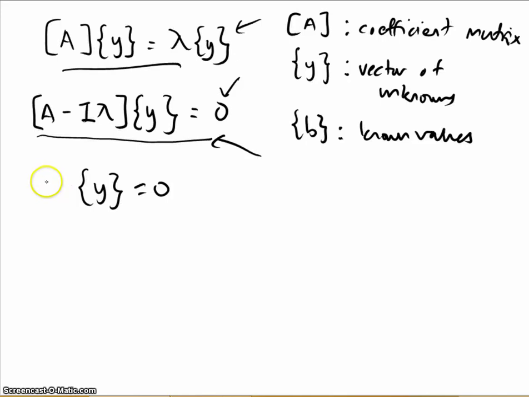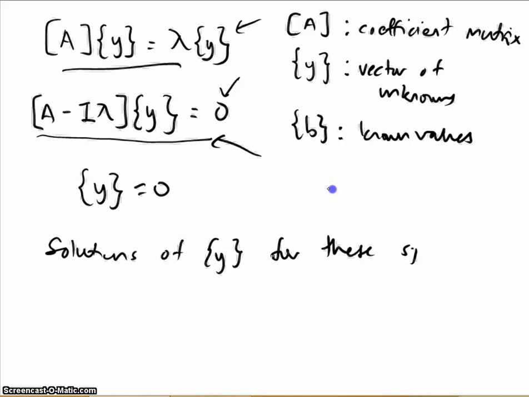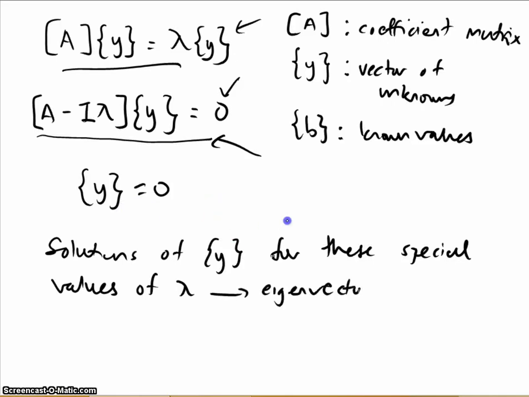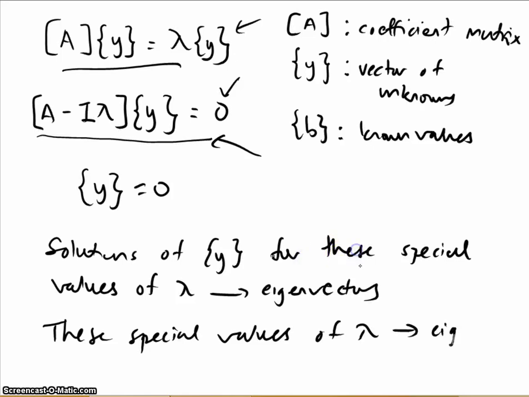When I say the solution is not unique, it means there will be more than one set of values of y that will satisfy this condition. This set of different values of y would depend on what your lambda is. For special values of lambda, it will give you different sets of y. The solutions of y for these special values of lambda are known as your eigenvectors, and these special values of lambda are known as your eigenvalues. So if you have this homogeneous system of equations and you're trying to solve for a set of non-trivial solutions for different values of lambda, this is known as an eigenvalue problem.